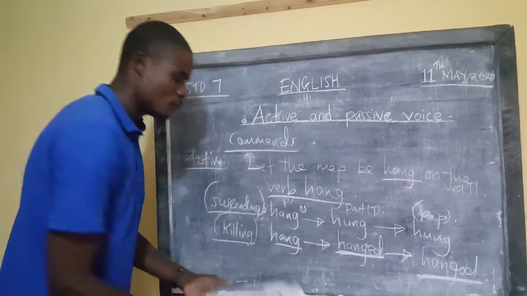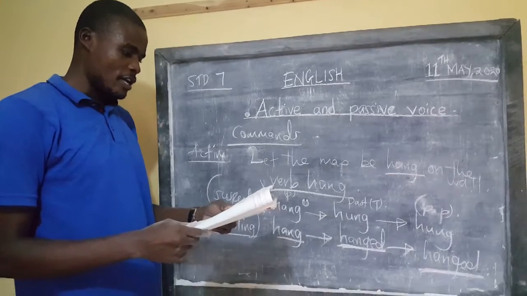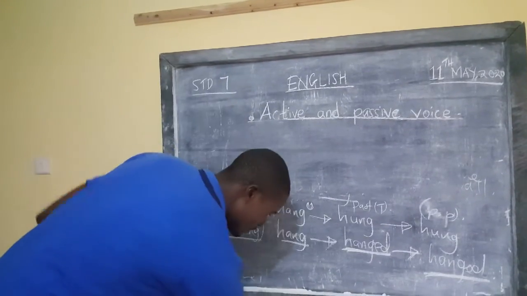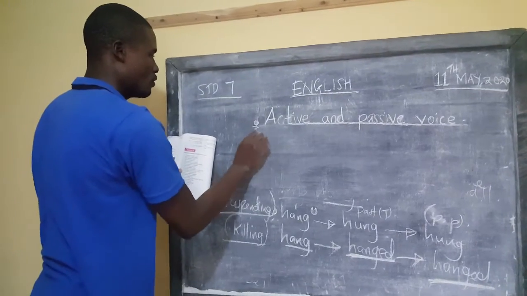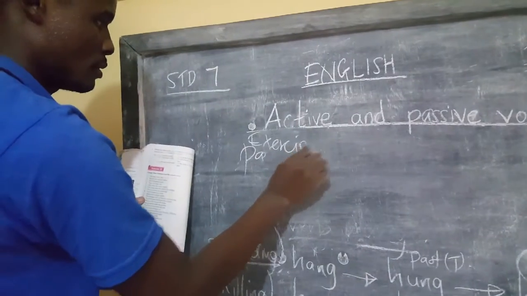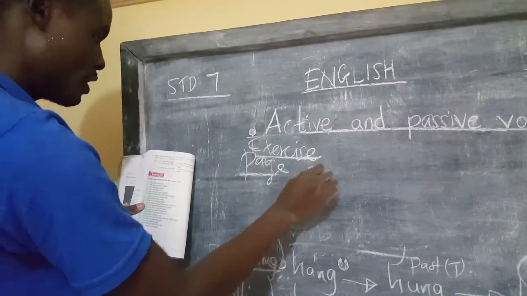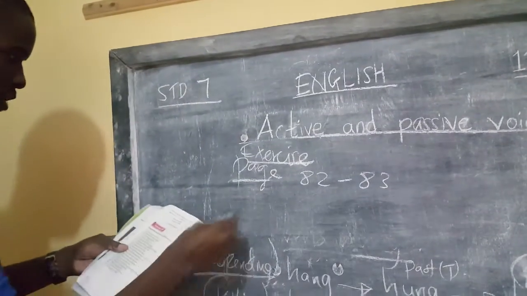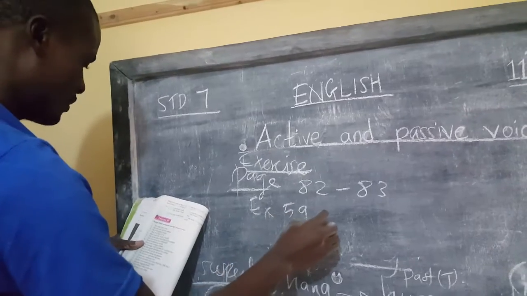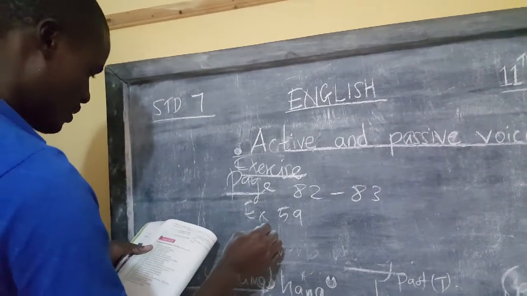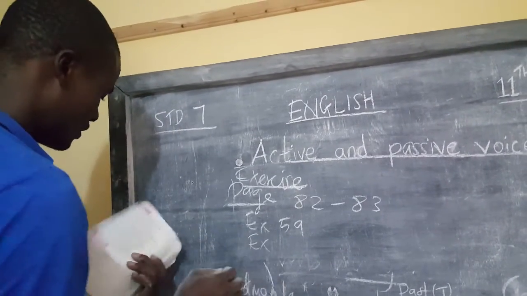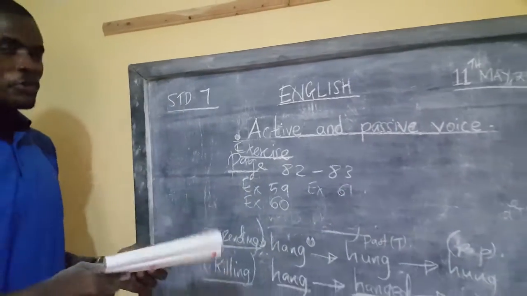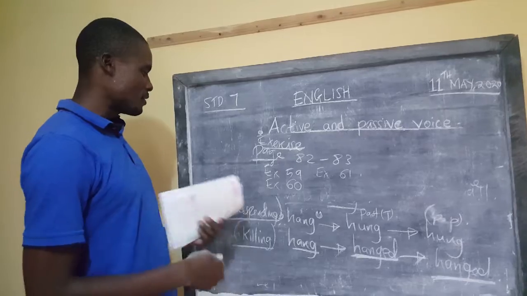Lana, I don't have more to say. I only give a short exercise here on page 82. Let me write the page in black and white here. We're going to do an exercise. Page 82, down to page 83. So we have there exercise 59. You try all of it, then exercise 60, and then lastly exercise 61. You have all the time at home, so practice these three exercises, all of them.